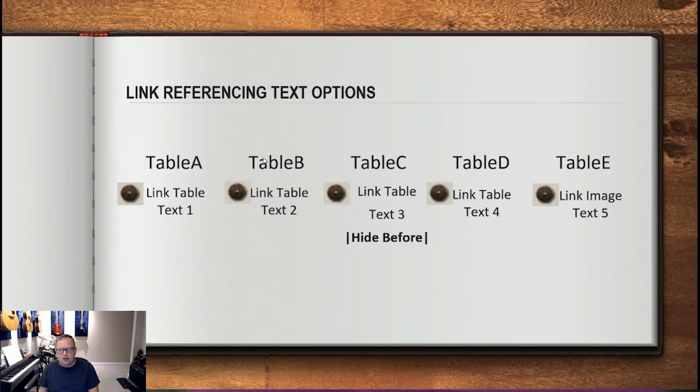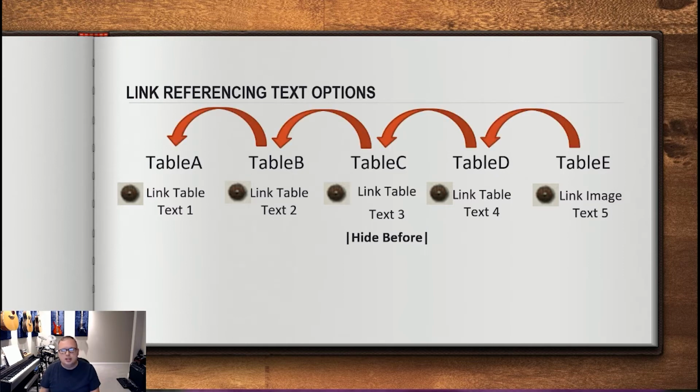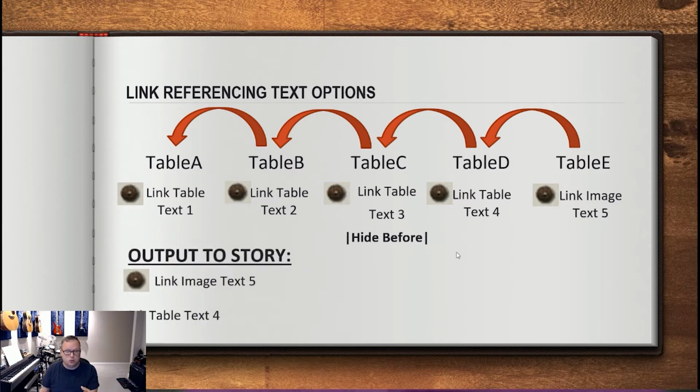So here we are again with our nested tables. But here on table C, I have put my command hide before in with the text. And so this is what it would output. It would come through, it finds hide before, okay. So it's going to hide any linked table text on the one that I put the command and earlier in the chain, 2 or 1. And this is what you would get. You would get your link with table E's link image text next to it, and then it would print out link table text 4 from table D, because you wanted that, presumably. That's why you used hide before.